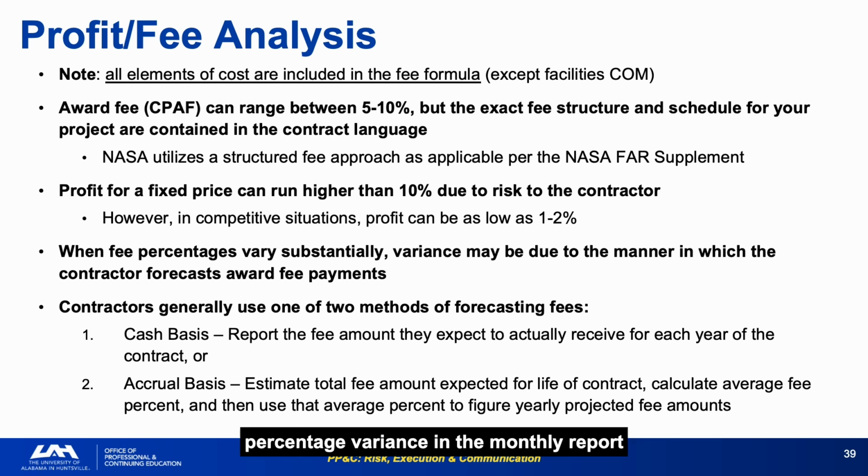Fee percentage variance in the monthly report is often not a performance signal. It can be entirely explained by whether the contractor uses cash or accrual fee recognition. Know which method your contractor uses before drawing conclusions. Confirm the fee recognition method at contract award and document it. When fee percentages vary from month to month, the explanation is usually methodological rather than performance-related.